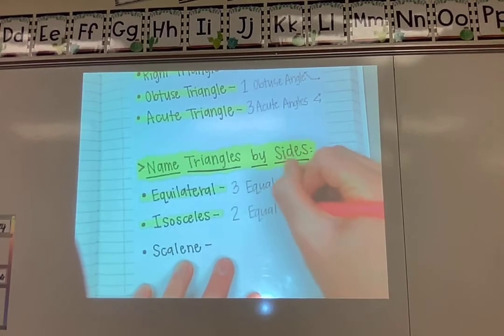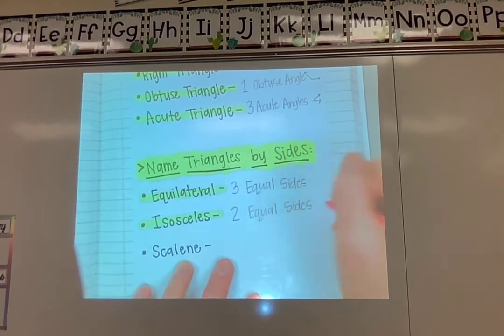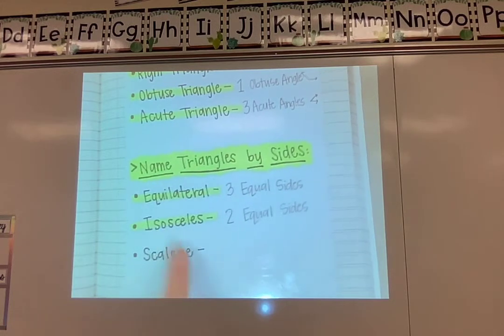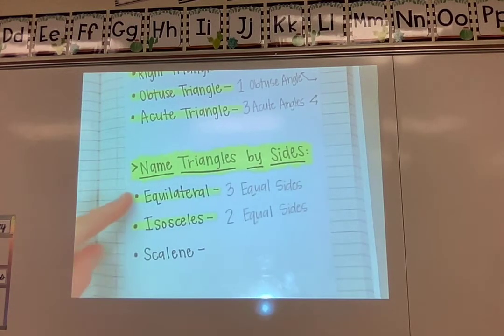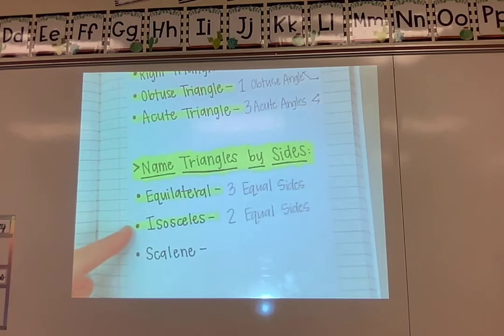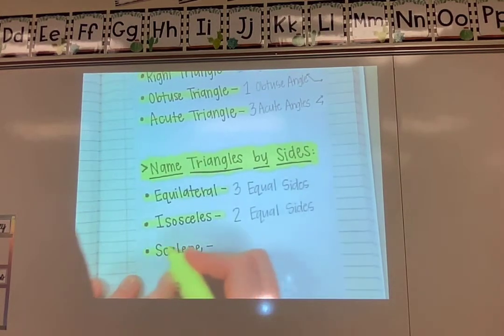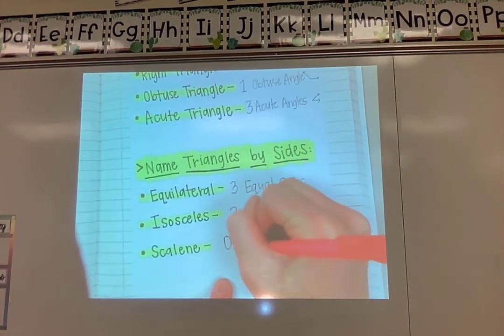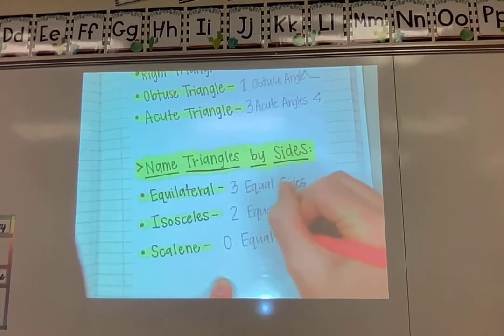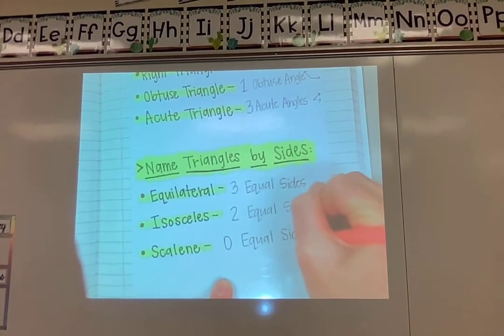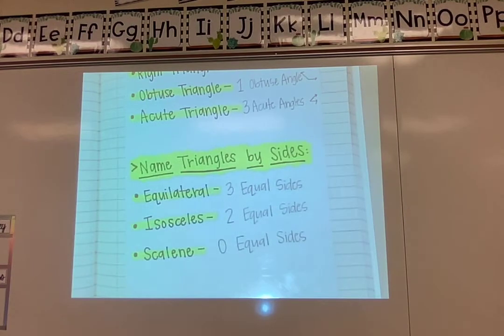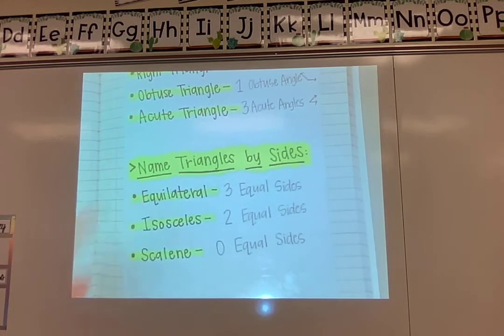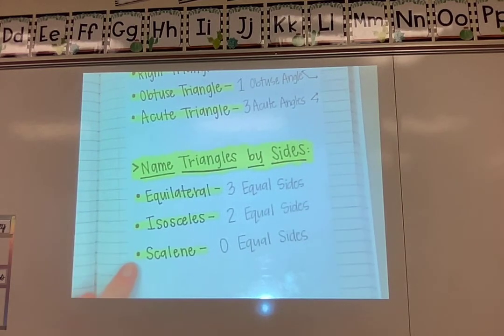So 2 of the sides are the same, but the third one is either longer or shorter if it's an isosceles. And if our triangle is not equilateral and it's not isosceles, then it would be scalene. And scalene triangles have 0 equal sides. Okay? The hardest part about naming triangles by their sides is saying the names correctly because these words are kind of tricky to say. So we have equilateral, isosceles, and scalene.